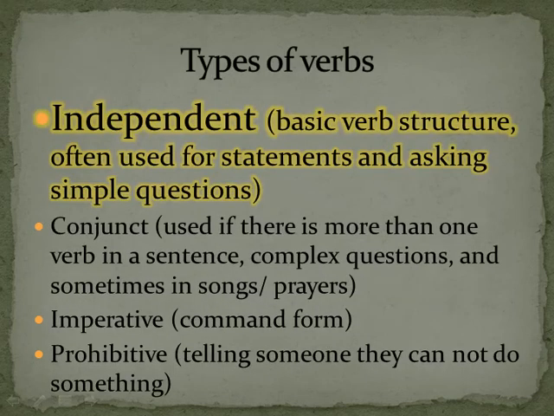Also to keep in mind, along with these four types of verbs, AI, II, TI, and TA, there are different forms that these verbs come in. For example, there's the independent. This is the basic verb structure, often used for statements and asking simple questions.